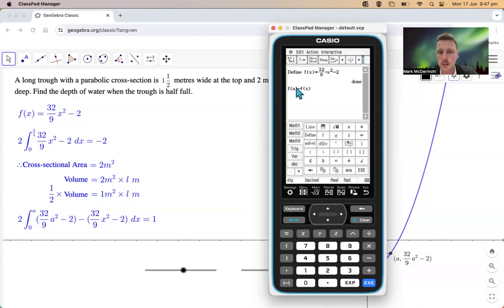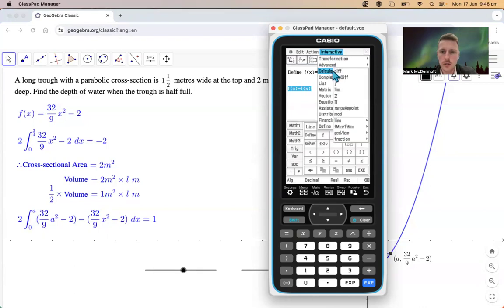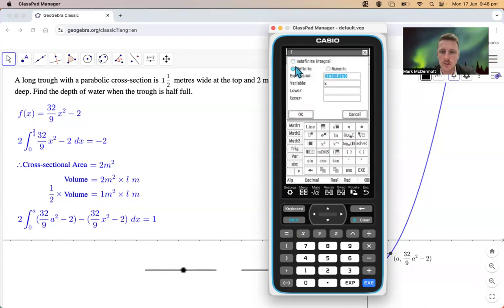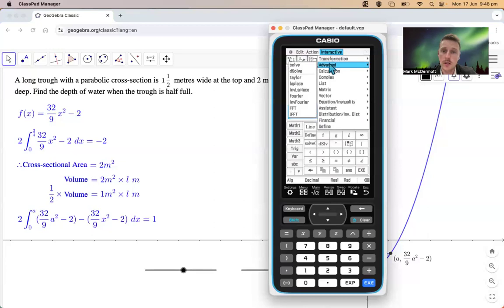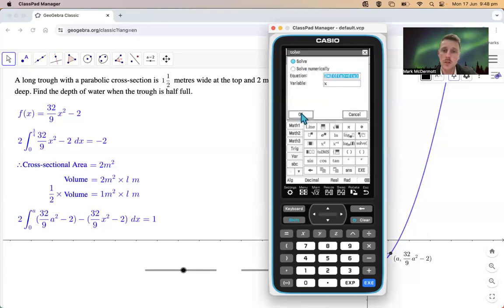We need to highlight all of that. We need to go calculation, integral, definite integral, the integral from 0 to some point a. Okay, and we press OK, and it's going to give us some answer. Just ignore that. Bring that down there. Don't forget to multiply by 2. Okay, now we highlight all this. Interactive, advanced, solve. And we're trying solving for the variable a now.